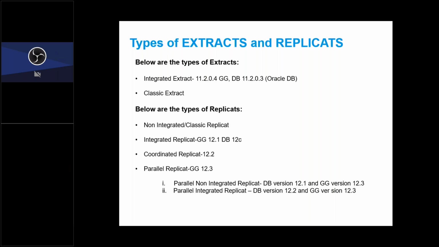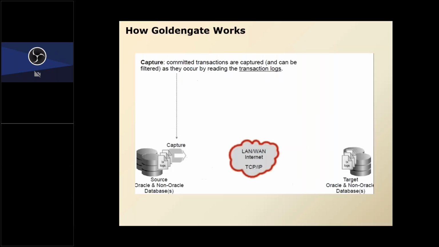So we'll be doing the configuration of Goldengate on the integrated one. We'll be discussing parallel replicate. We'll be discussing all the things. Okay. So now let us discuss how Oracle Goldengate architecture works.